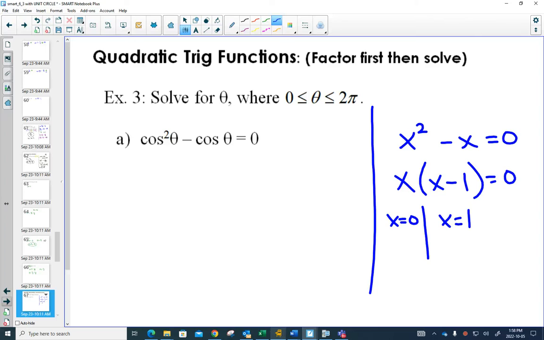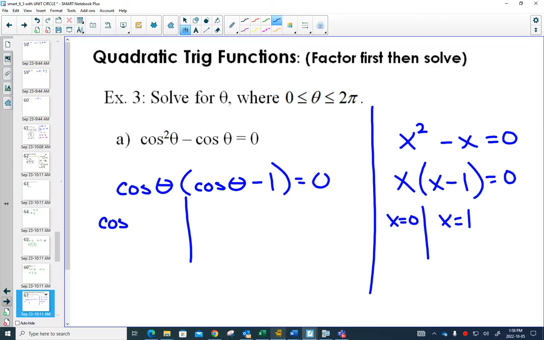Okay, now we move to grade 12. But instead of x squared and x, we have cos squared and cos. We have something in common. I can factor out the common factor of cos. Split it here, which means that cos of theta is equal to 0, or cos of theta is equal to 1. And then it becomes a unit circle question.